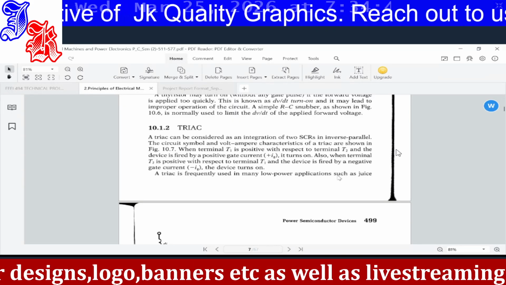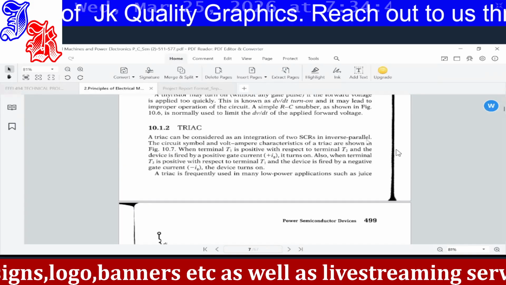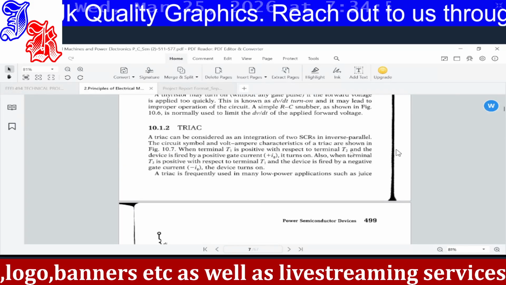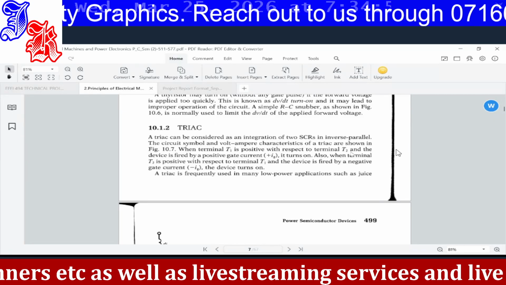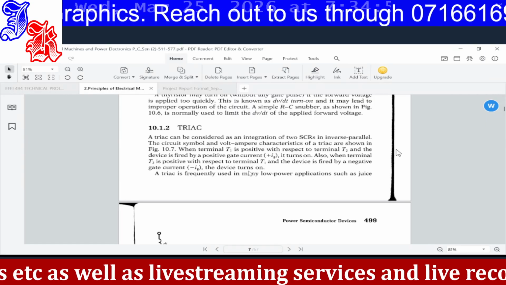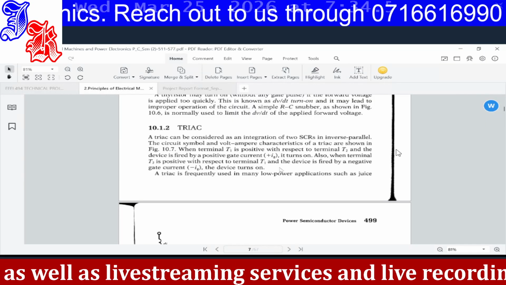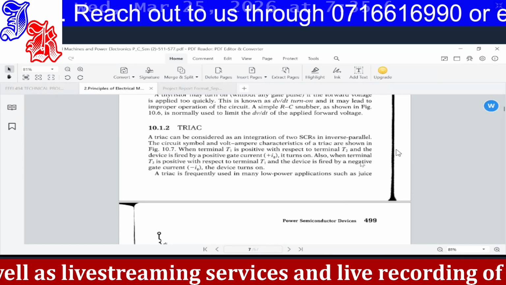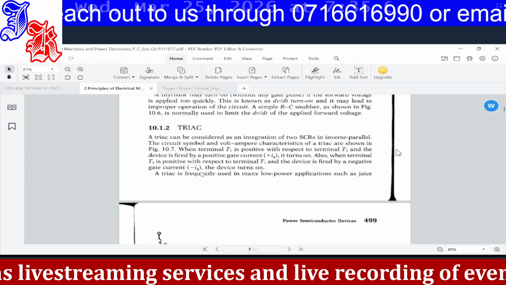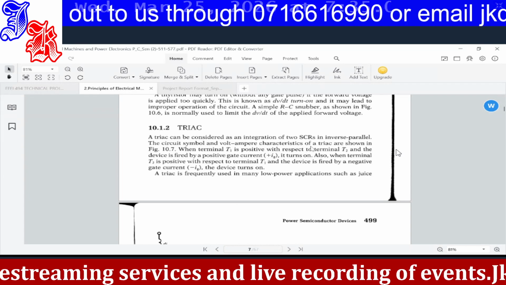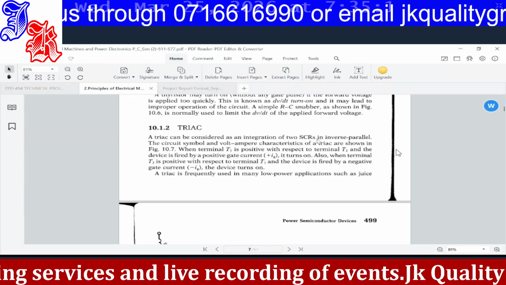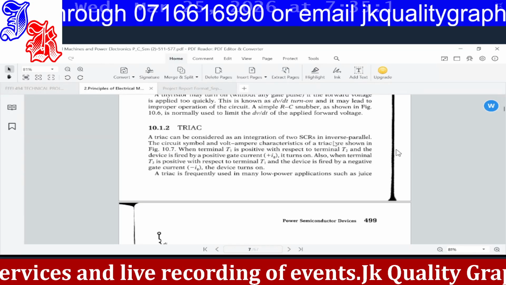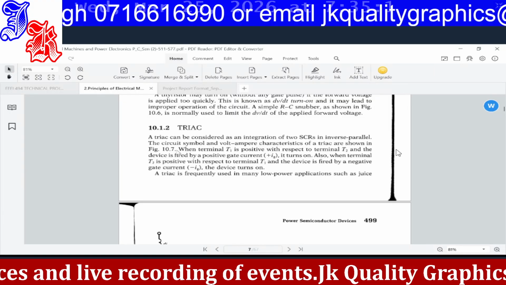But now for this one, the moment we connect them in inverse parallel, we can either ignite it with a positive gate pulse, or positive gate current, and also, we can fire it with a negative gate current. So yeah, they are just two silicon controlled rectifiers, or thyristors, connected in inverse parallel.